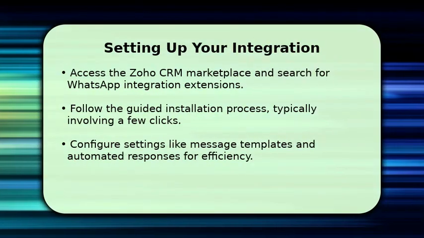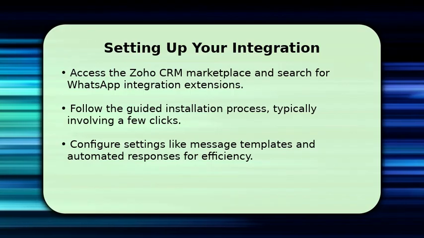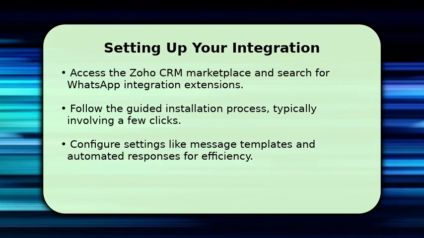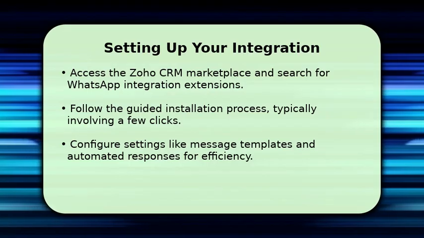Setting up your integration is quite straightforward. Begin by navigating to the Zoho CRM marketplace from your admin panel. Search for WhatsApp integration and select an extension that fits your needs. The installation process usually involves just a few clicks and granting necessary permissions. Once installed, you'll configure settings such as message templates for quick replies, automated notifications, and how conversations are logged. This ensures your team can start communicating effectively in minutes.